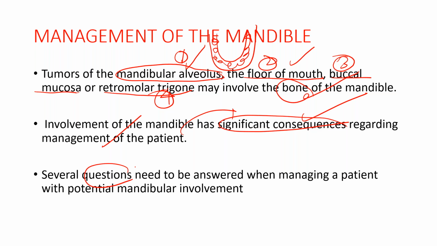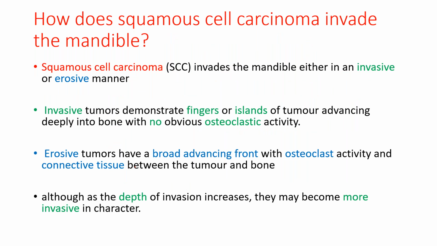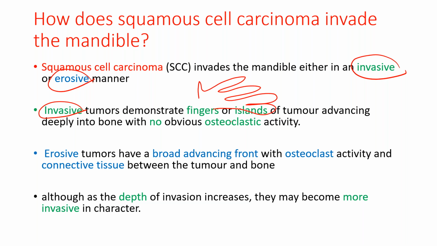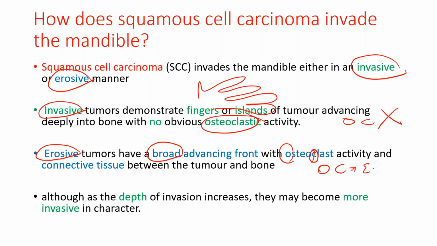There are many questions to be answered. How does squamous cell carcinoma affect the mandible? It can be invasive or erosive. Invasive, as you know, becomes like fingers or islands of tumor with no obvious osteoclastic activity. Osteoclast activity is not there at the invasive front, whereas in the erosive front, it is a broad advancing front with osteoclasts.